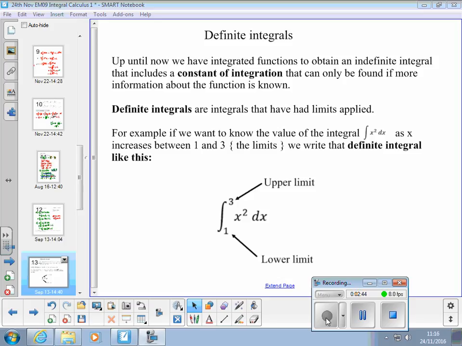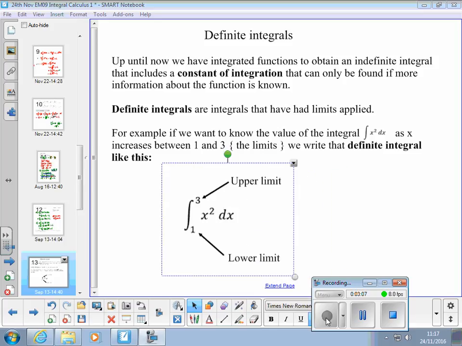Would that be the same if you had x cubed? You'd then be interested in the value of the integral between the values where x is 1 and x is 3. That would be the integral of x cubed instead of the integral of x squared. Okay? Well, let me just move that over a bit.